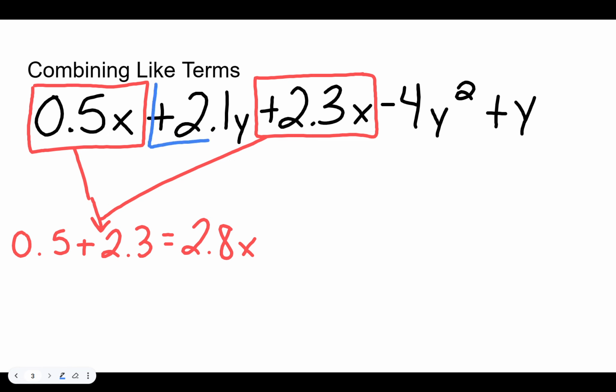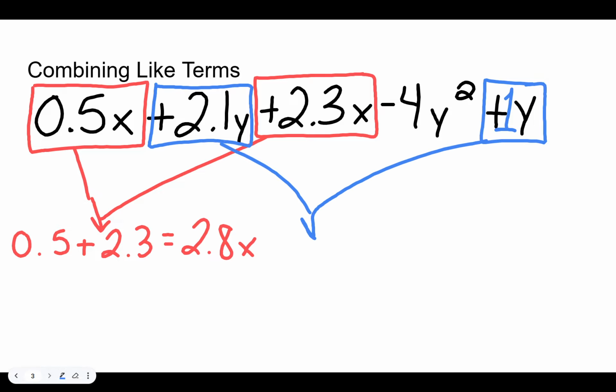Okay, so let's look for some other like terms. I see a positive 2.1y, and I see a positive y. Remember, it has an invisible 1 as its coefficient. So I'm going to combine those next. I am not combining my negative 4y squared with that because y squared is a different variable than y by itself. So here I have 2.1 plus 1 equals 3.1. And I'm going to keep my y the same.